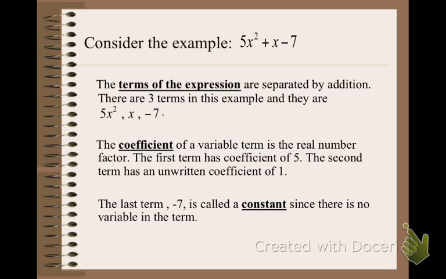The coefficient of a variable term is a real number factor. The first term has a coefficient of 5. The second term has an unwritten coefficient of 1. So when you see a variable by itself, remember that the coefficient is 1. And finally, the last term, negative 7, is called a constant. There's no variables with that term.